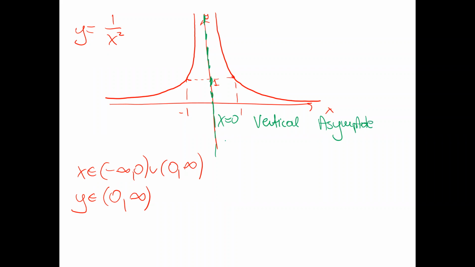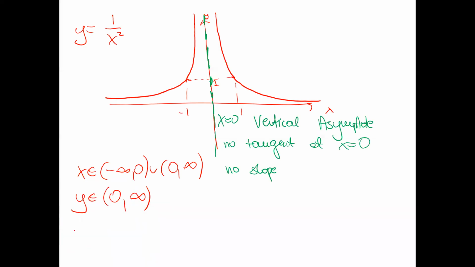Since the number is not in the domain, we have no tangent. Yes, we have discontinuity, no tangent at 0, because it's not in the domain. No point in the domain, no tangent, no slope, no instantaneous rate of change. Oh, I didn't put the number 5, that's number 6, number 6.